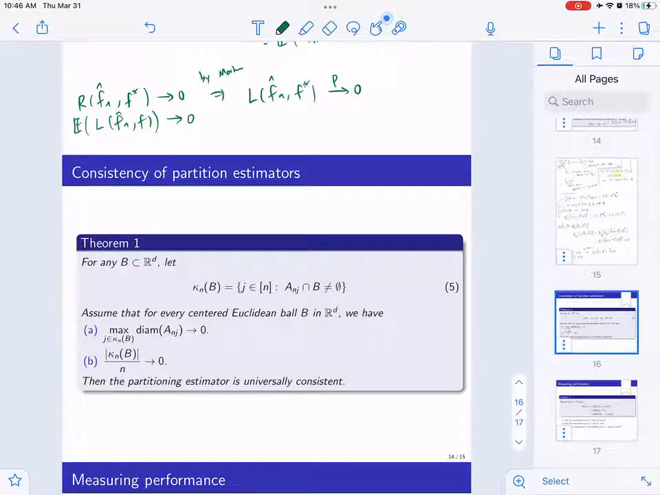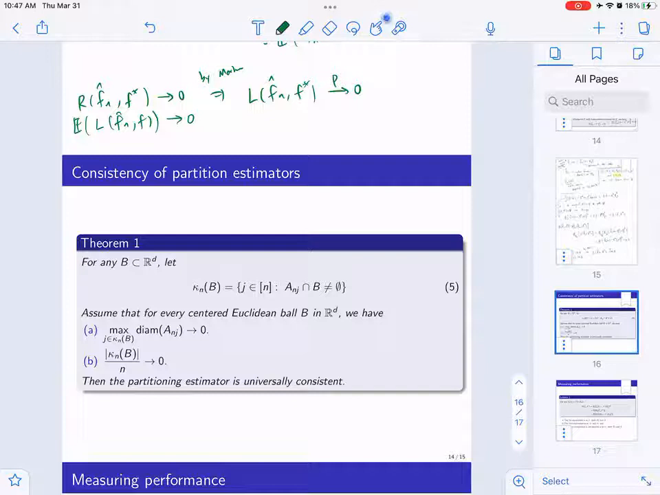I want the maximum diameter of the cells there to go to 0. The size we want to shrink; that controls the bias, as we talked about. And also the total number of cells, we don't want it to be too close to n. So the total number of cells divided by n, we want it to go to 0. This controls the variance, right? So it guarantees that we have enough points. It's very natural, and this follows from Stone's theorem.